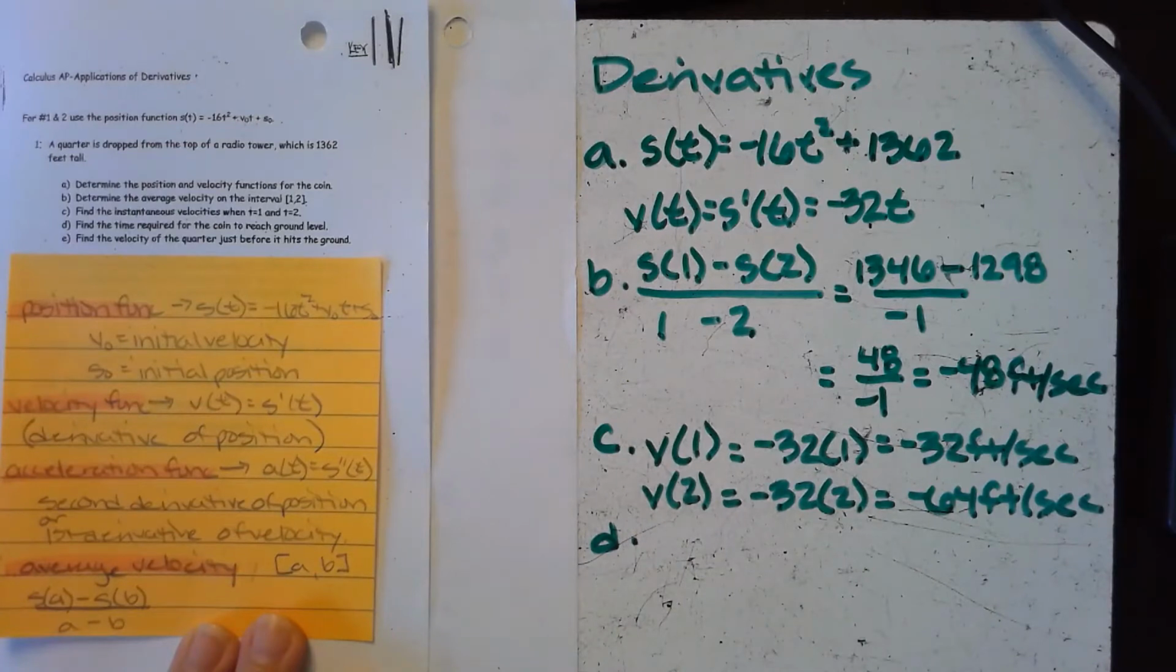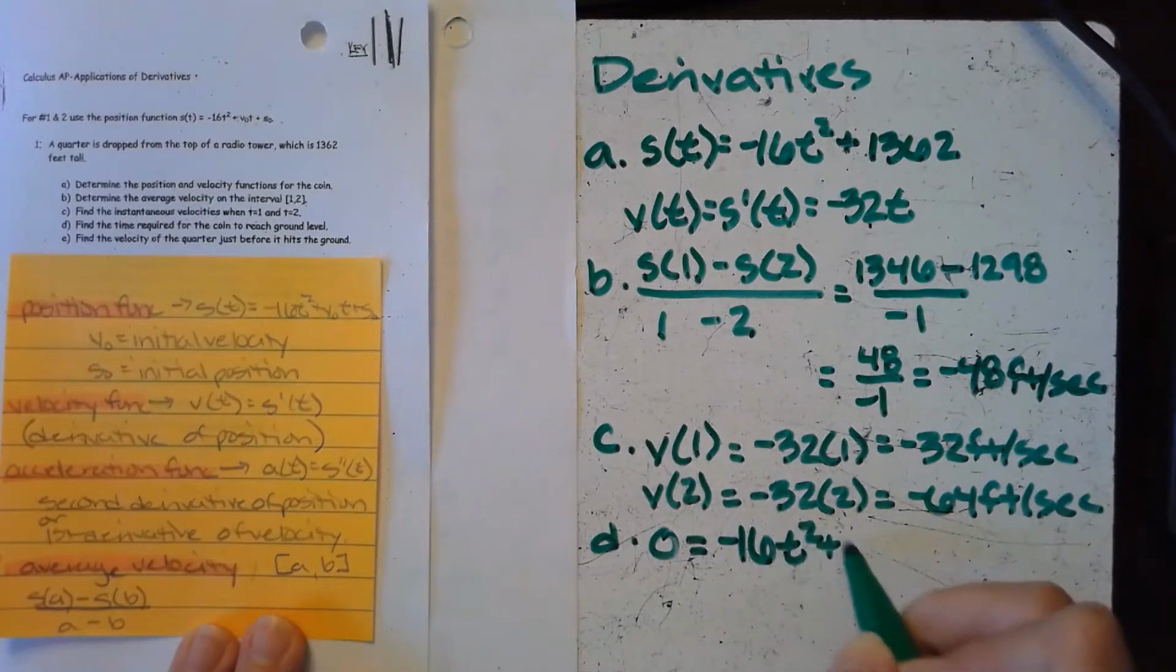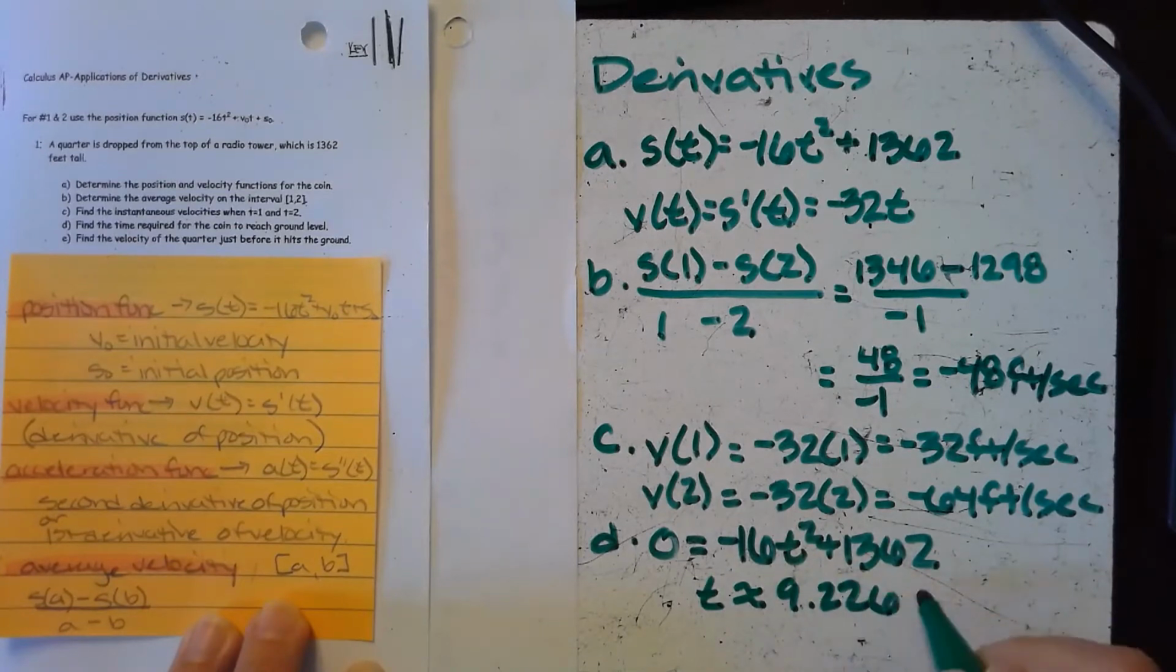Part D says find the time required for the coin to reach ground level. Well, think about this. Where's the ground located? The ground is located at a distance of 0. Okay, and it's when the position function is 0. And I can go solve this, and you guys know how to solve this, so I'll let you do that yourself, whether you want to use the calculator or subtract this over, divide by negative 16 and so forth, and take the square root. And we realize that t is approximately 9.226 seconds.